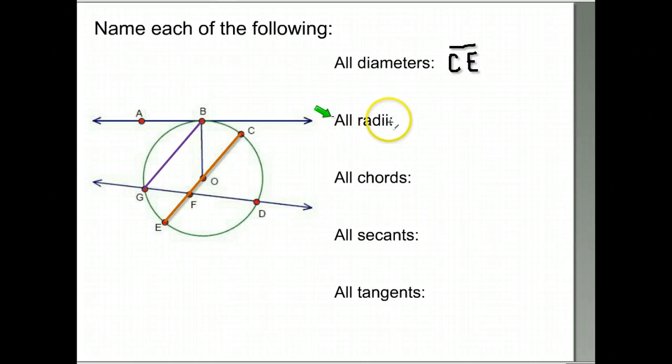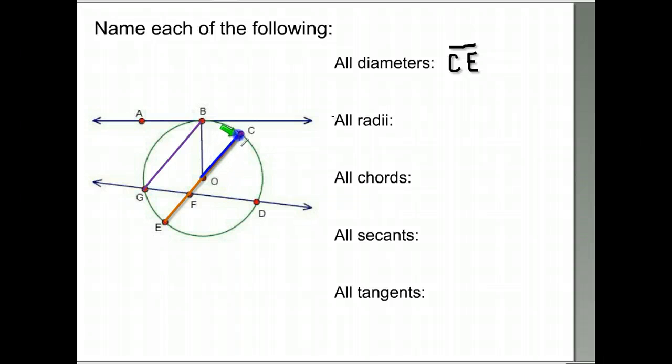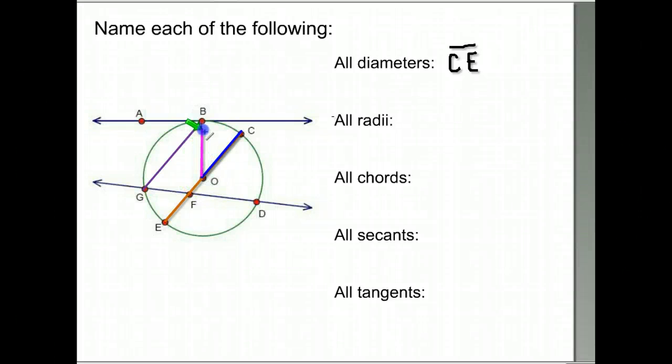Next, they want all radii. Now that means that's plural, or more than one, for radius. So they want every single line segment that could be a radius. Any line segment that comes from the center and goes to the edge is going to be a radius. So let me make those each a different color. Here's one that starts at the center O and goes out to C. OC would be a diameter, or excuse me, a radius. I don't know why I said diameter. Here's another one coming out from the center, goes to the edge. OB would also be a radius.